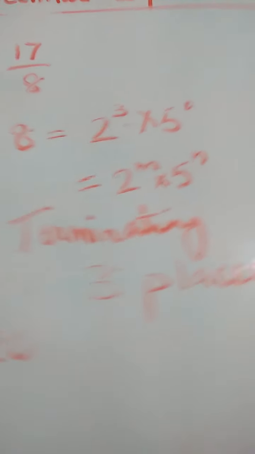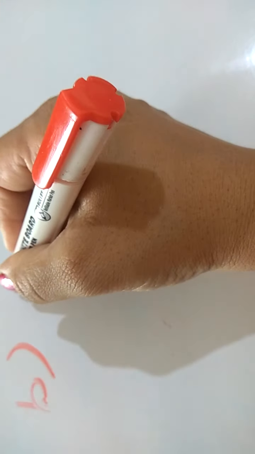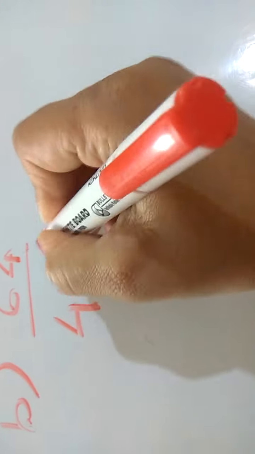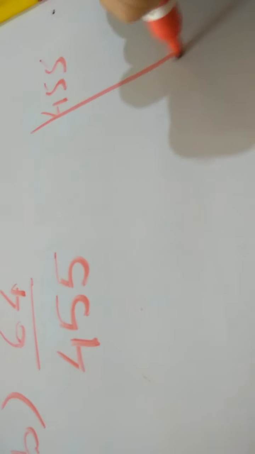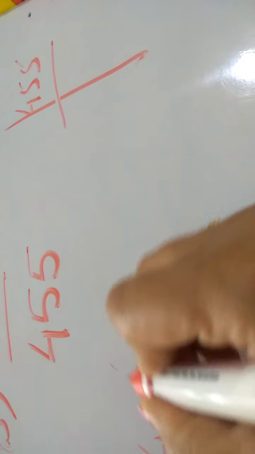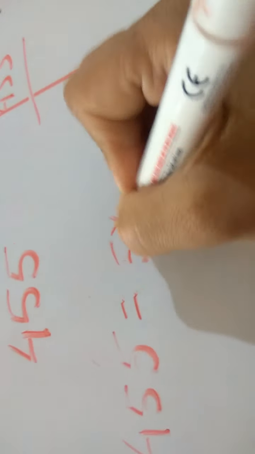Let me take another example. Suppose the number is 64 upon 455. You have to find the factors of 455 by the simple prime factorization method. And you will find that the factors are 5 into 7 into 13.